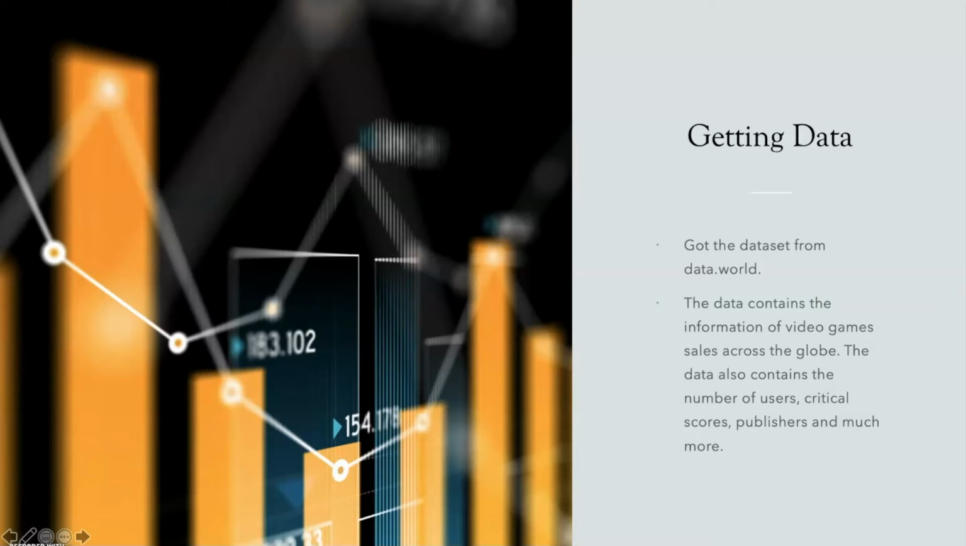So let's talk about getting the data. Like always, I am getting the data from data.world. I like their website a lot. It has some good data sources and the data there is really relevant. The data set that I got is regarding video game sales across different parts of the country and also global sales. I chose this data set because I love playing games and I was interested in the sales of those things. And my business is related to games as well.